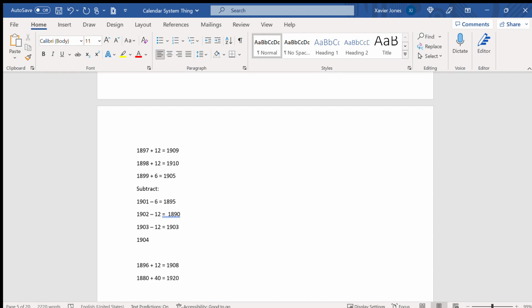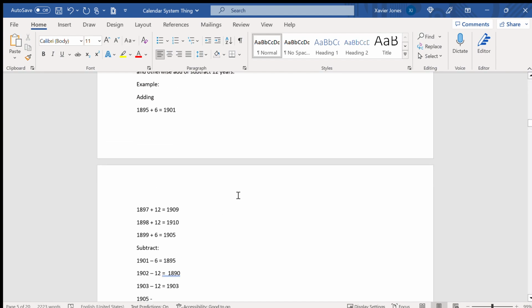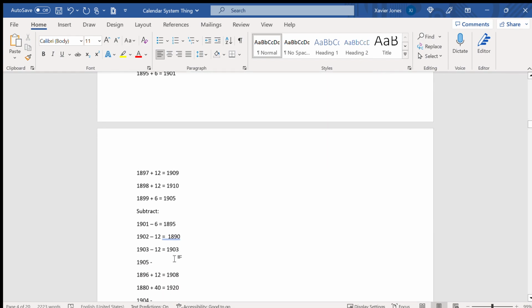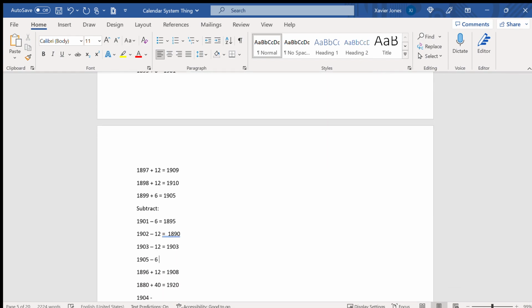1904 is a leap year, so we're going to put that in its own category. 1905 minus, do I have 1905 up here somewhere? I do, and it's subtract 6 equals 1899.